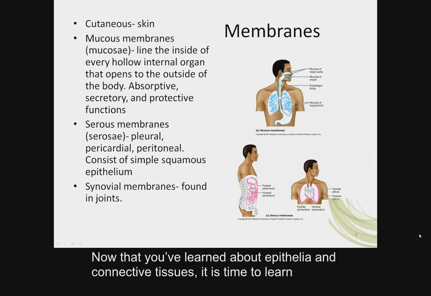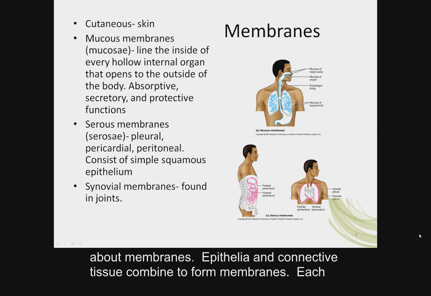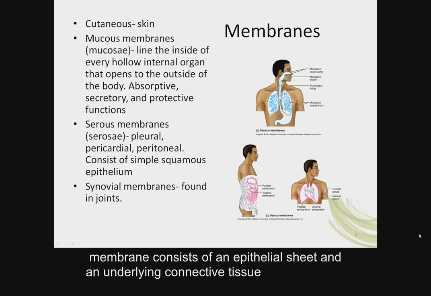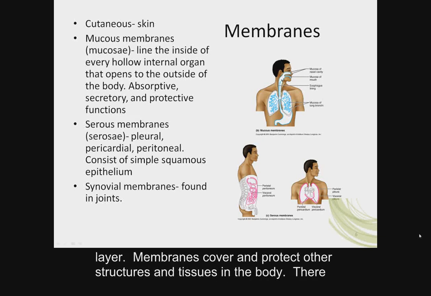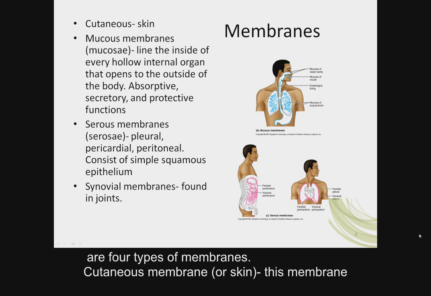Now that you've learned about epithelia and connective tissues, it is time to learn about membranes. Epithelia and connective tissue combine to form membranes. Each membrane consists of an epithelial sheet and an underlying connective tissue layer. Membranes cover and protect other structures and tissues in the body. There are 4 types of membranes.